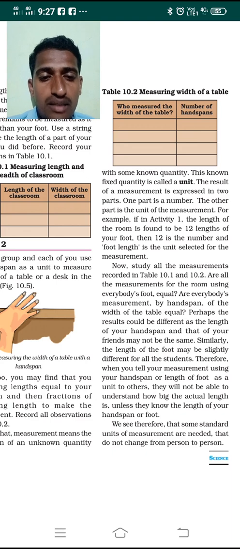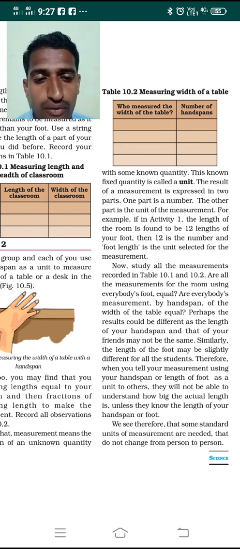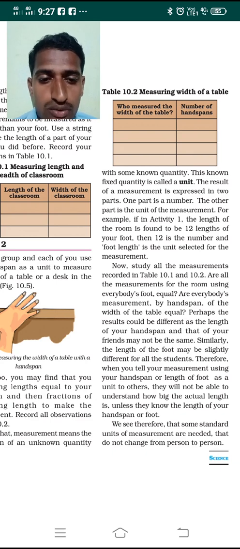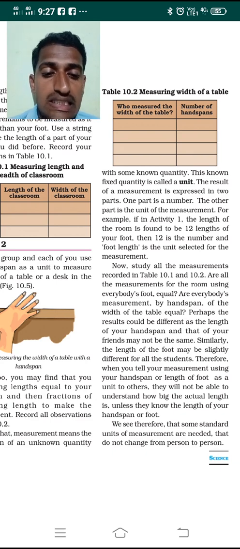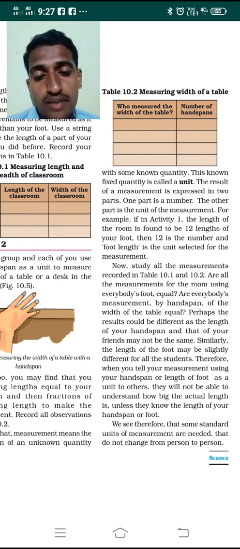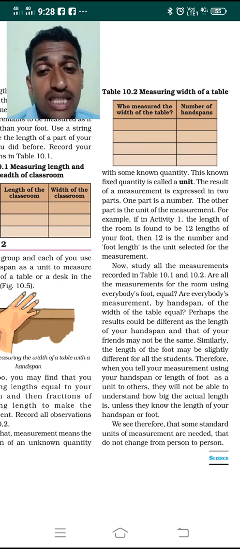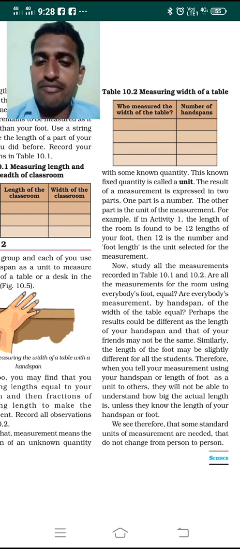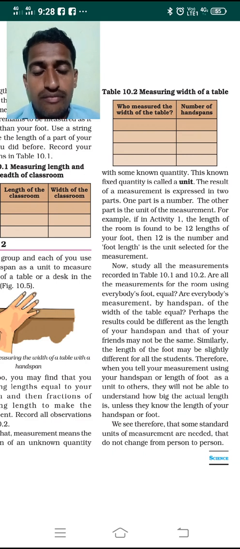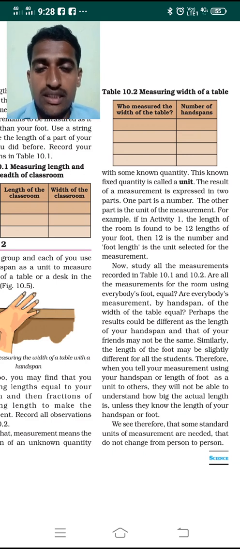So when you tell the measurement using your handspan or the length of a foot, then others, taking it as a unit, will not be able to understand the exact, actual length of the given object. Therefore we need not use the length of your handspan or foot span to measure the length of any object. Some standard units of measurement are needed, so that they do not change from person to person. Now we understood the length of the foot span and handspan cannot be the same for everyone. It will be different for a different person. That's why we need some standard unit of measurement that does not change from person to person.